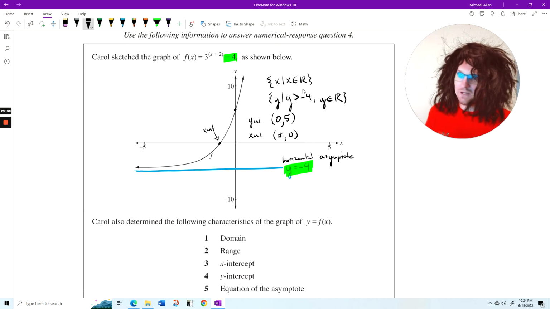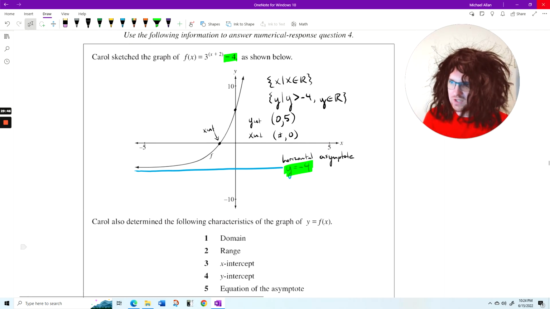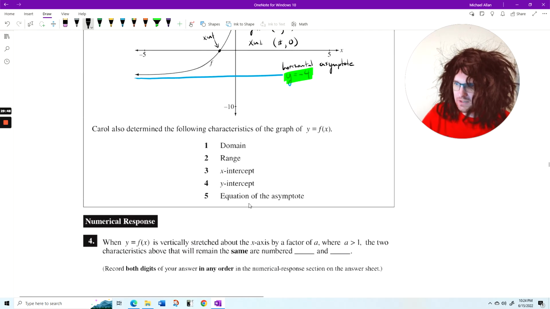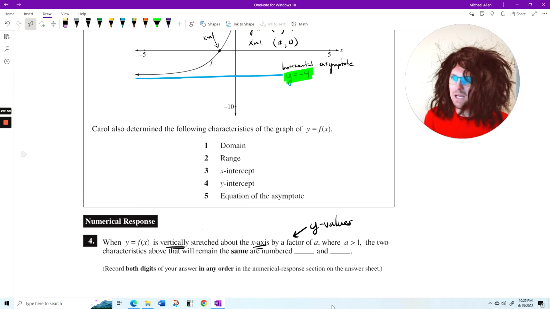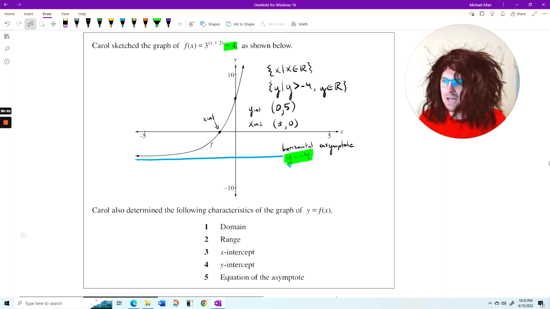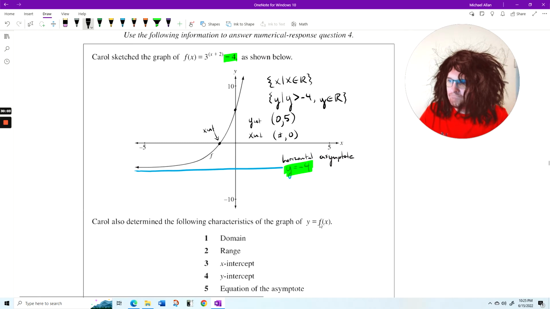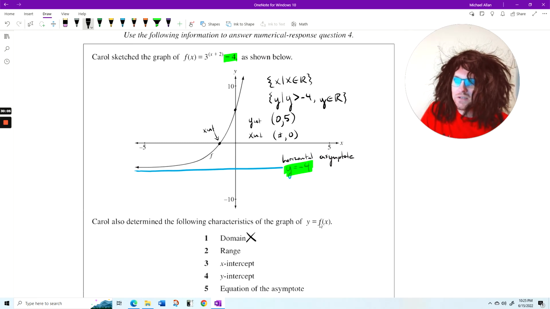Now, we just want to figure out which of these has a y value that's going to change if I do a vertical stretch factor, because a vertical stretch factor affects the y values. So just multiply everything by whatever a has to be. So the domain, no, not going to change. Right, it's an x value.